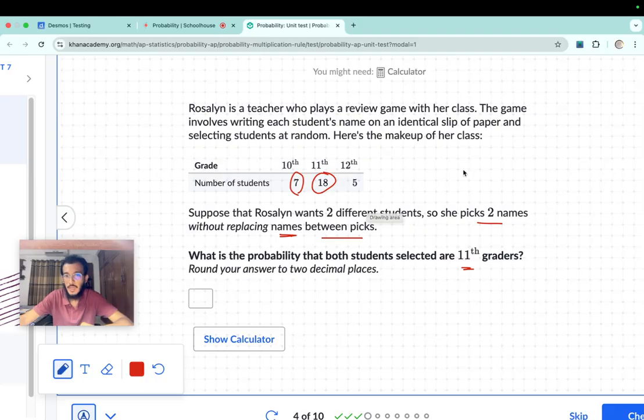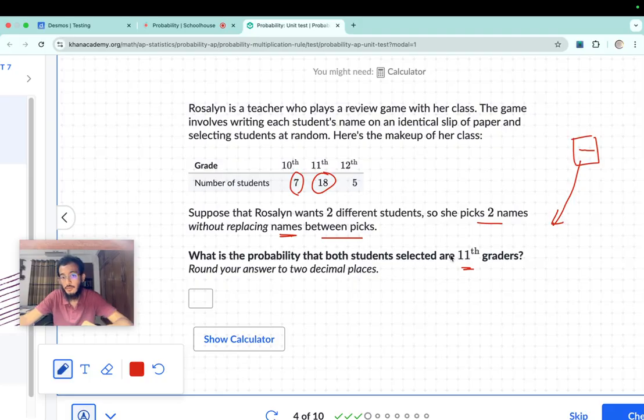So she is a teacher who plays a review game with her class. The game involves writing each student's name on an identical slip of paper, so you write the name on the paper, and selecting students at random. She picks two names without replacing names between picks, which means once you take one, that's it. You're not putting it back again in the place from where you picked up the paper.